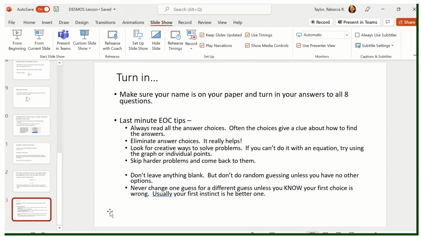All right. And last thing, this is what you need to turn in. Make sure your name is on your paper and turn in all your answers to all 8 questions to show that you participated in this activity as intended.